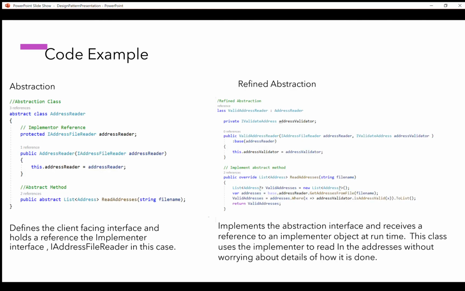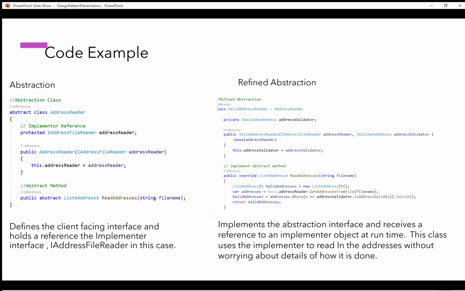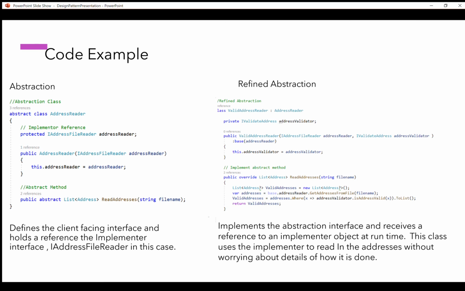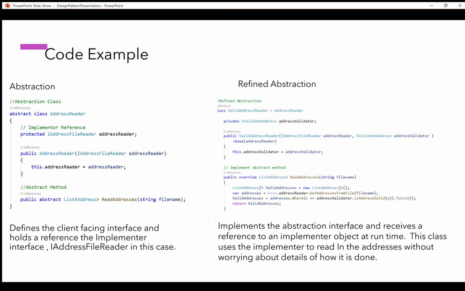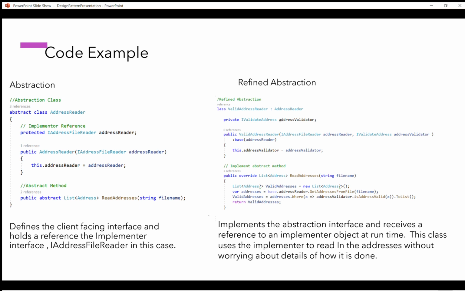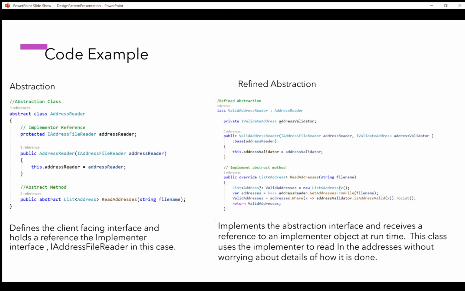And for my example, I use our term project, which is going to be reading addresses. The address reader defines the client-facing interface and holds a reference to an implementer interface, which here is the address file reader. And we have a refined abstraction which reads in addresses and validates them. It implements the abstraction interface and receives a reference to an implementer object at runtime. This class uses the implementer to read in the addresses without worrying about details of how it is done.